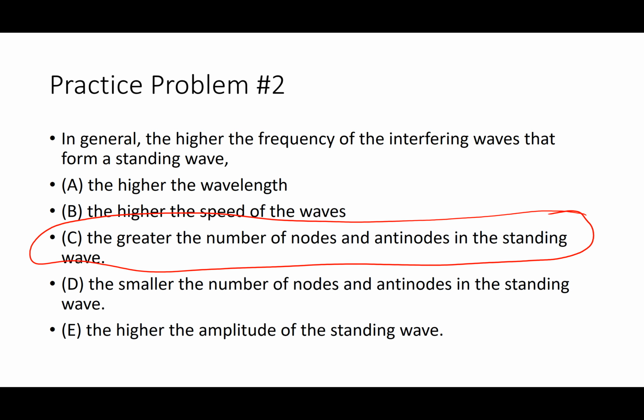If the frequency is higher, that means the interference between the two waves is going to occur more often. And that means there's going to be more points of complete destructive interference, which are nodes, and more points of complete constructive interference, which are antinodes. So C is our correct answer on practice problem number 2.